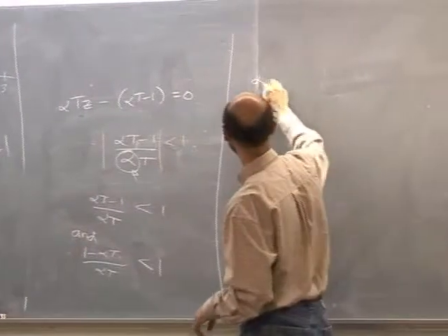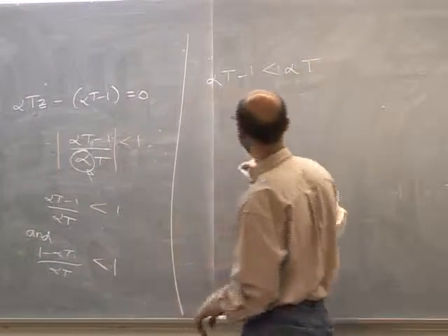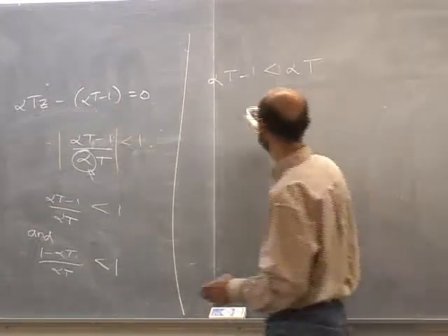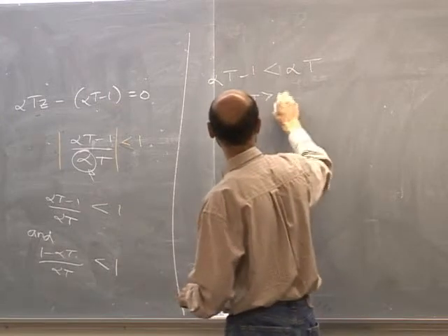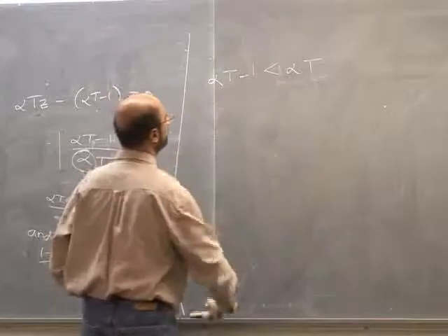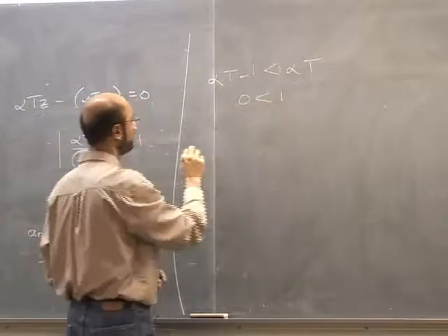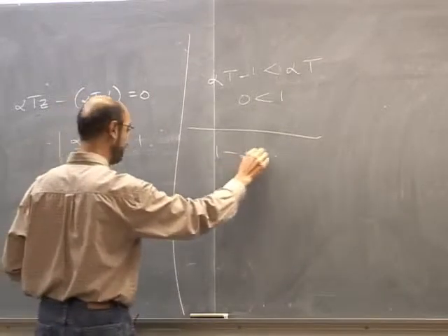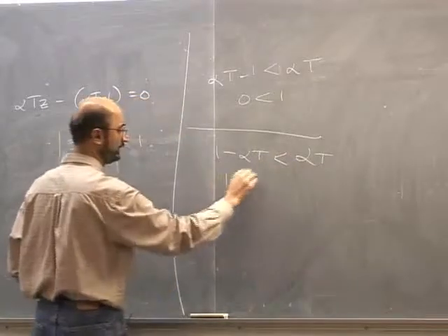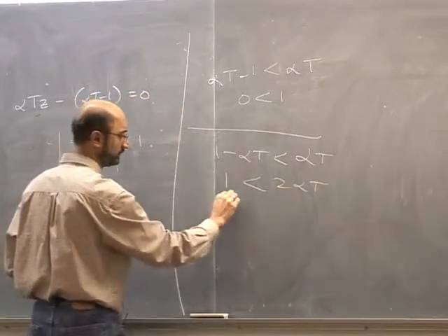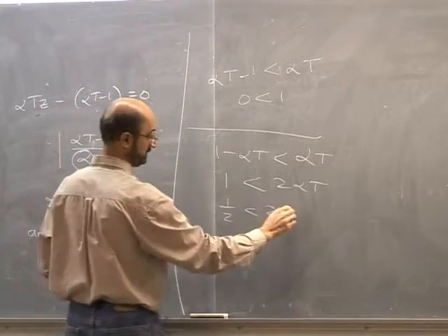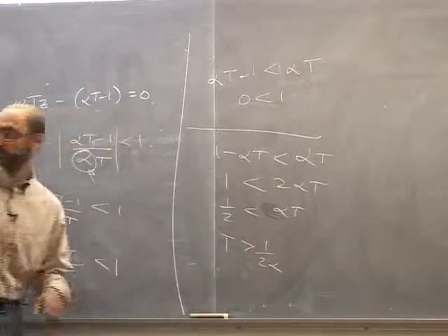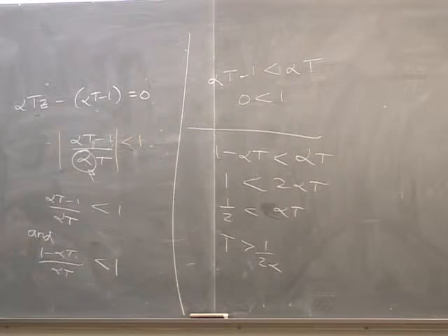So this one means that alpha t minus 1 is less than alpha t. And this is going to be always true for alpha t greater than 1, since 0 is less than 1. So this one is 1 minus alpha t is less than alpha t, so 1 is less than 2 alpha t, so 1 over 2 is less than alpha t, so t is greater than 1 over 2 alpha. So you were right, that's the way it works.